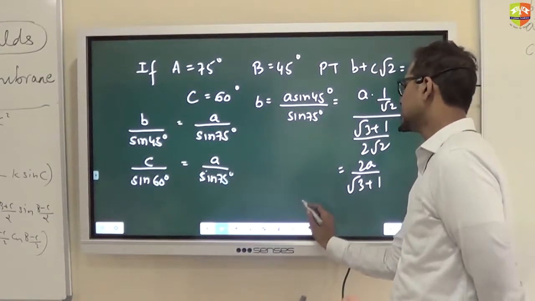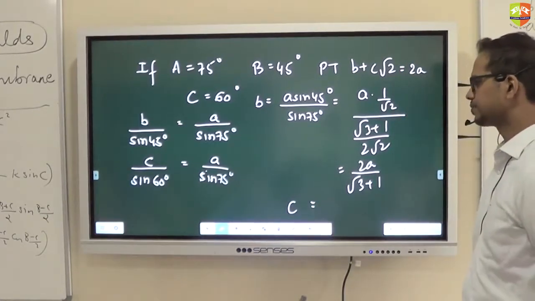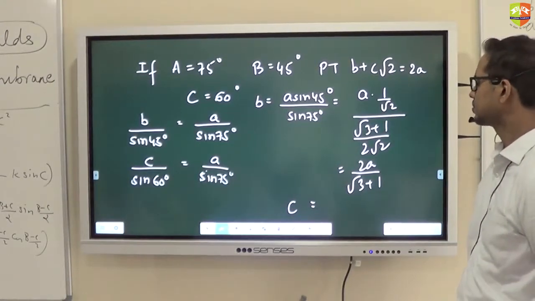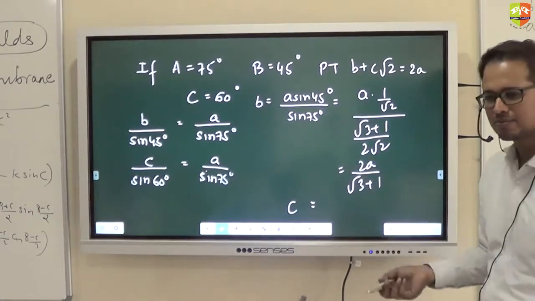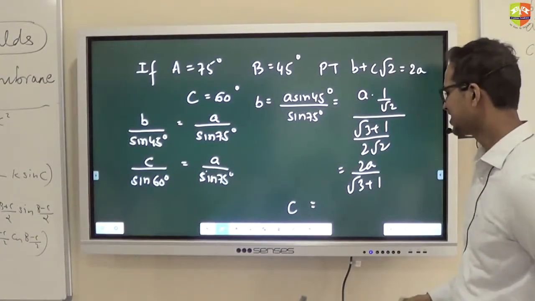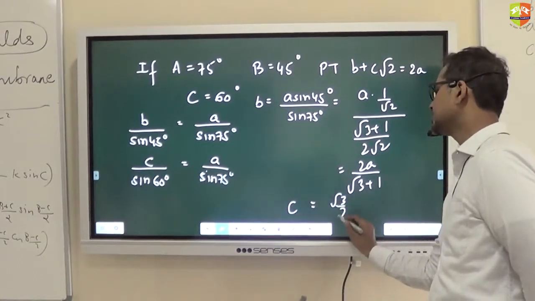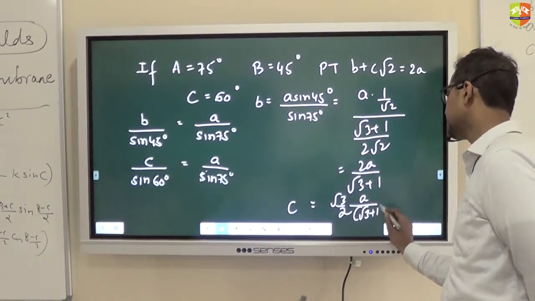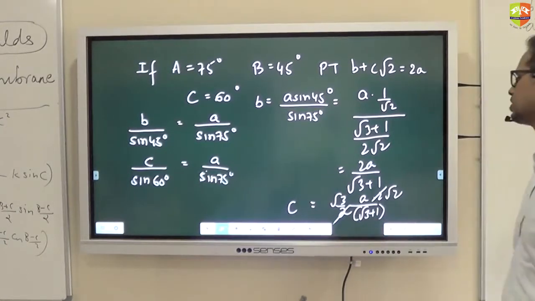Now, similarly C will be equal to what? Sir, you can do that B and C. We can equate B and C. Then multiply B by root 3 plus 1. I'm expressing C in terms of A. Okay. So C can be written as root 3 by 2 times A by root 3 plus 1 by 2 root 2. So it's root 6 A by root 3 plus 1, correct?